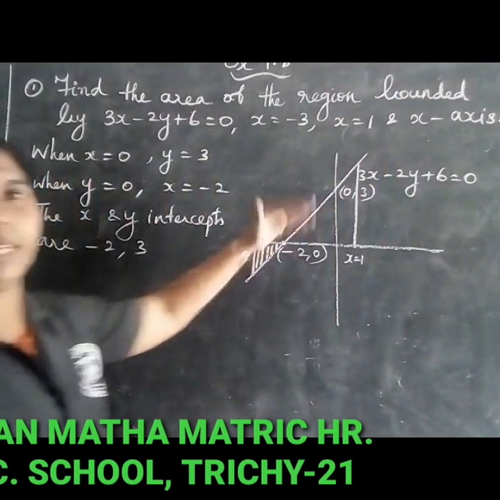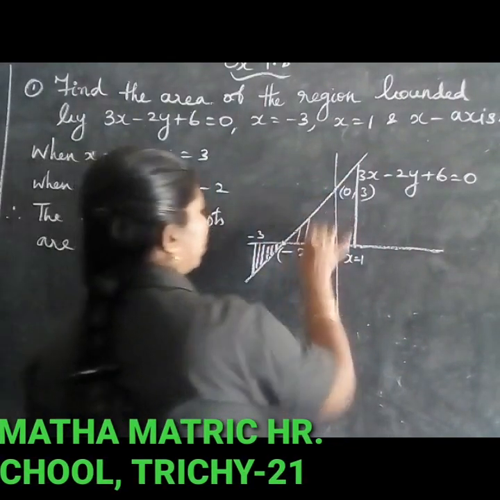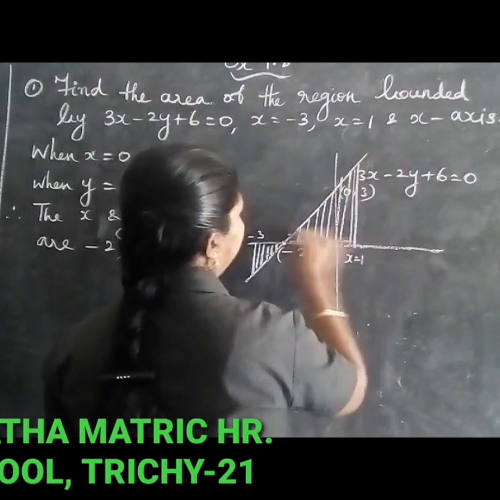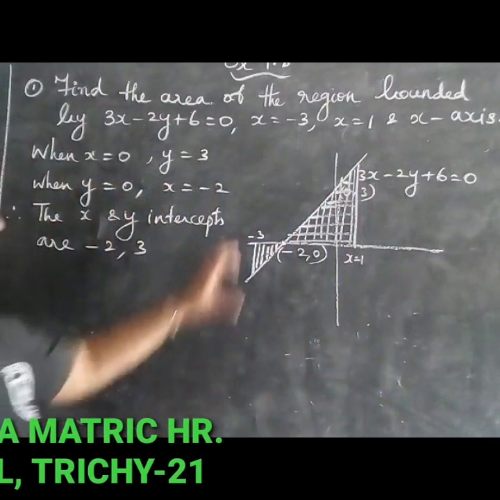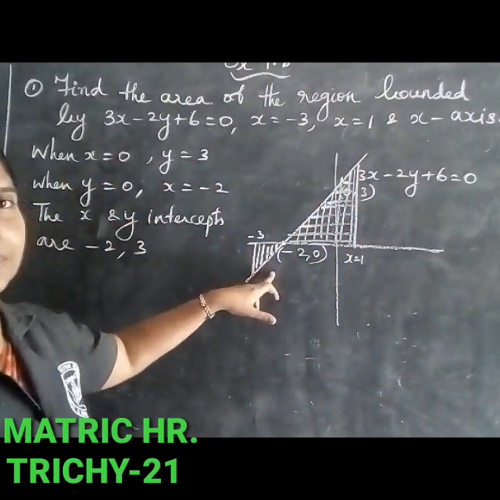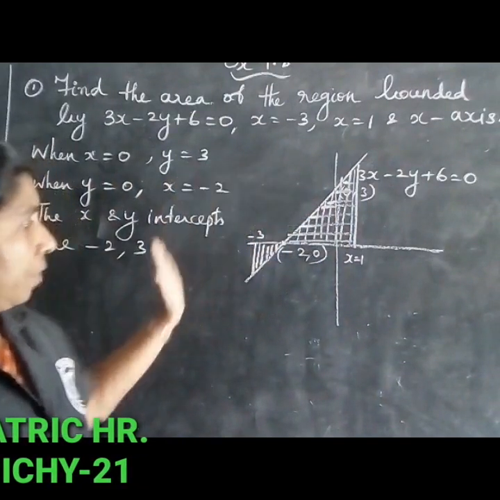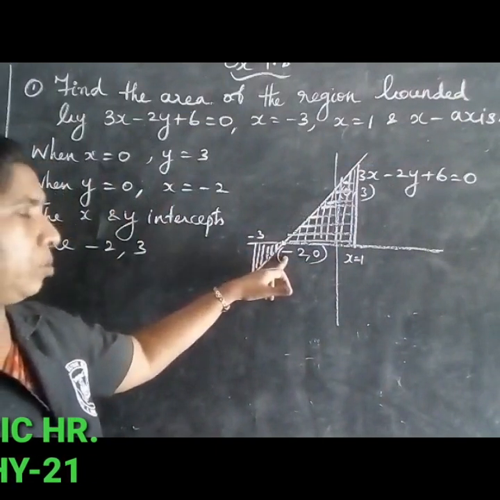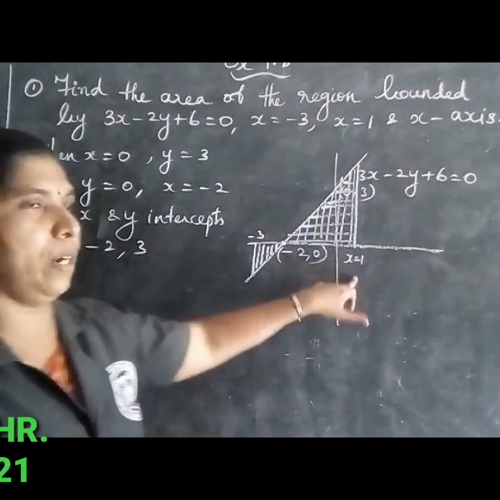It lies above the x axis as well as below the x axis. So we want to find the area of this part. Two different parts we are getting, one part below the x axis and another above the x axis. Now we have to split the interval as minus 3 to minus 2, one limit, and another one minus 2 to 1.